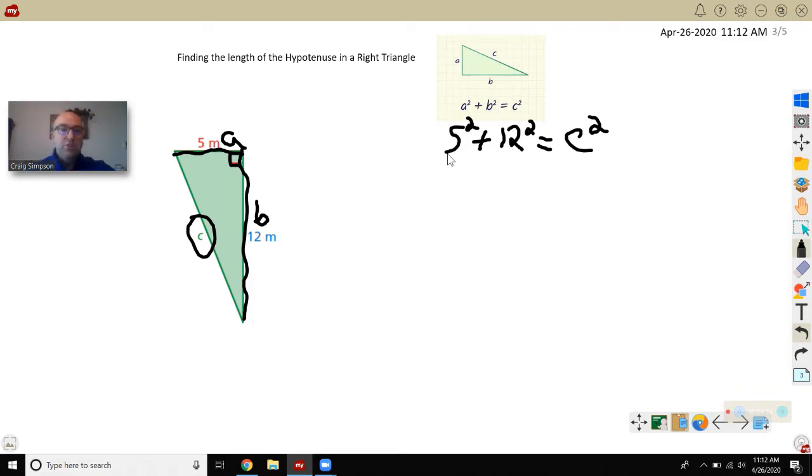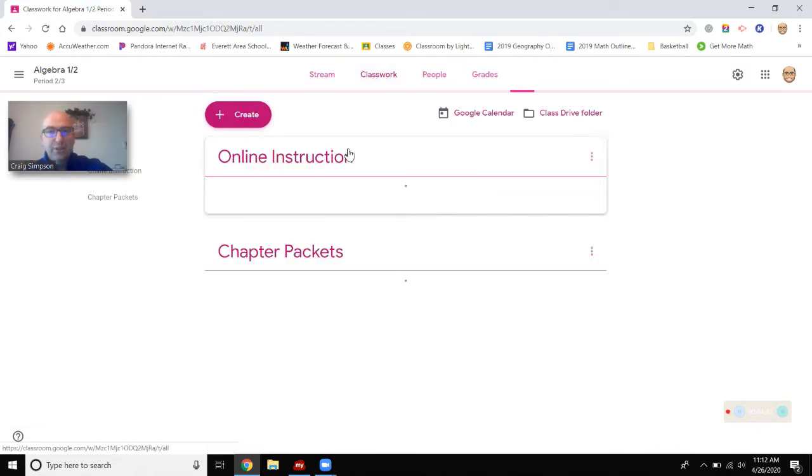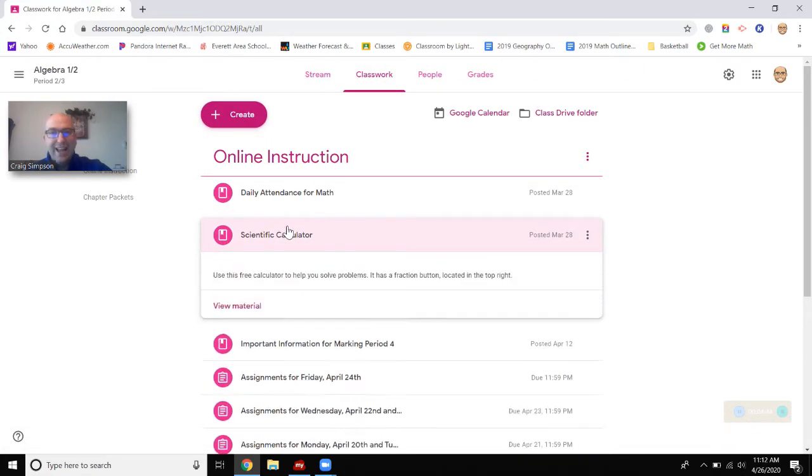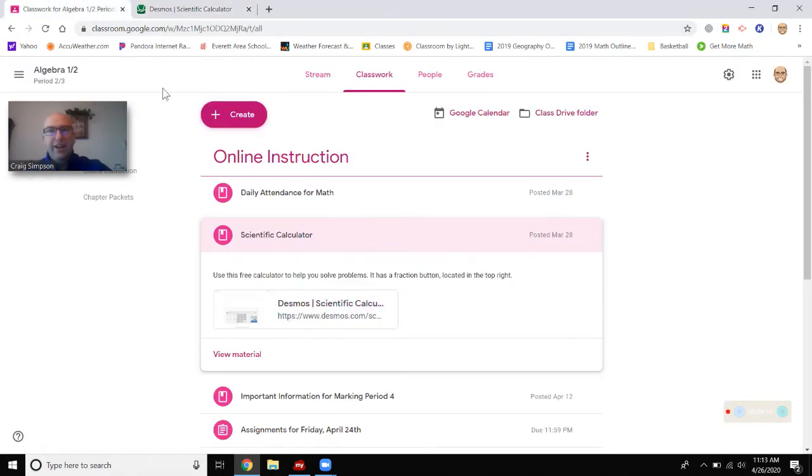So now you have to do a little bit of math. 5 squared, and if you don't know how to do some of these problems, you can come back here to our Google Classroom, go to classwork, find that scientific calculator, and then we can do those problems from here. 5 squared, okay? So 5 squared is 25.